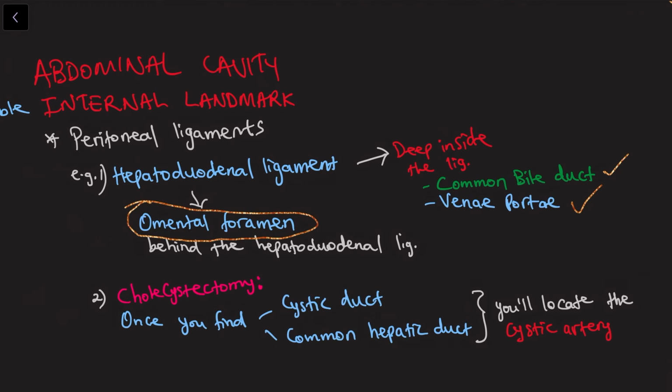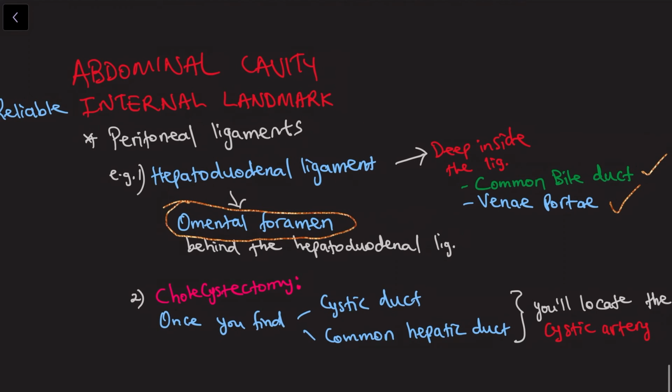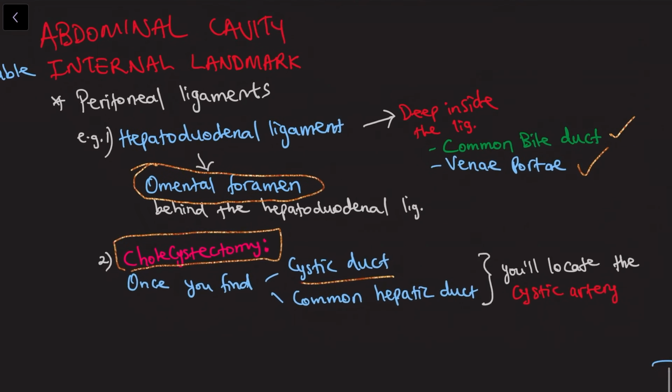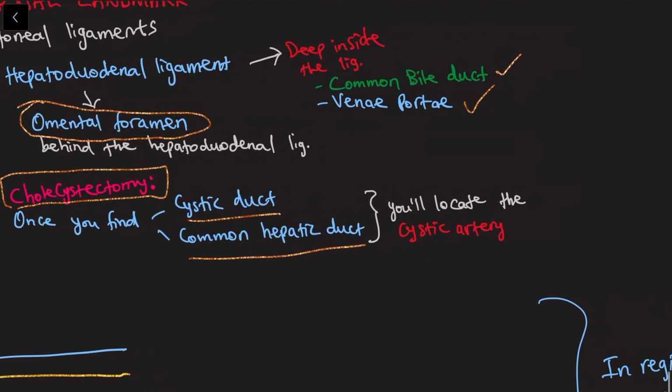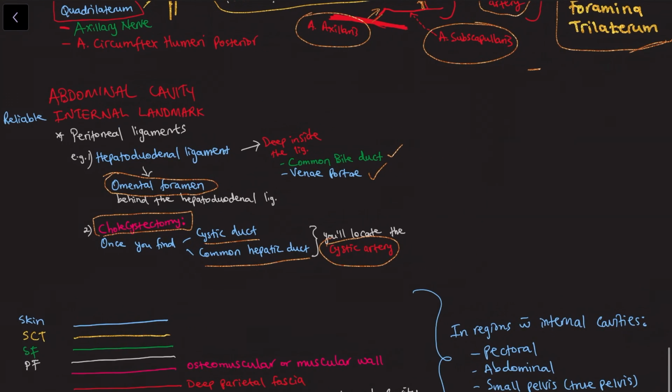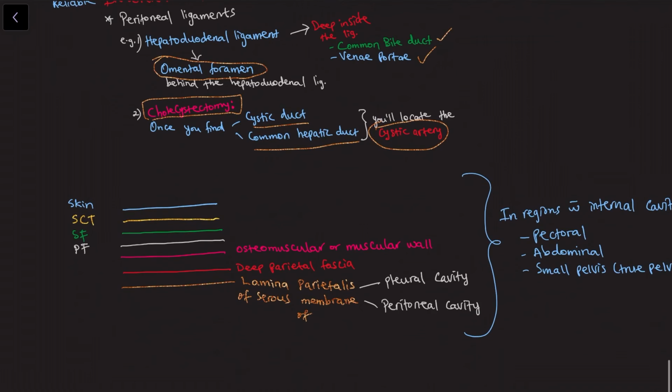All right. What else? Talking about abdominal internal landmarks, when doing the surgery for cholecystectomy, once you find the cystic duct as well as the common bile duct, they will help you to locate the cystic artery. All right, so those are some of your anatomical surgical landmarks.